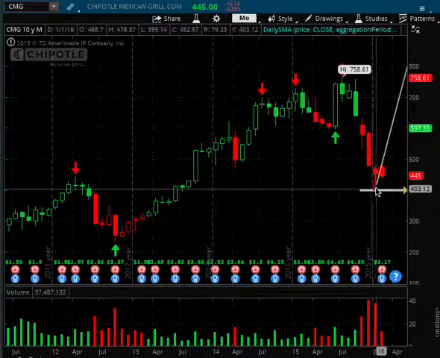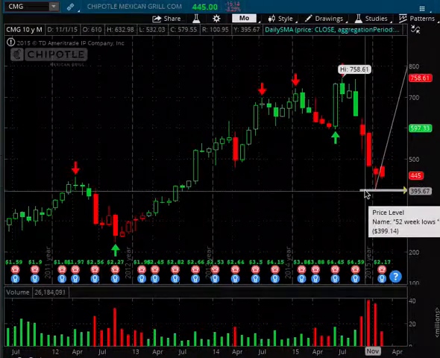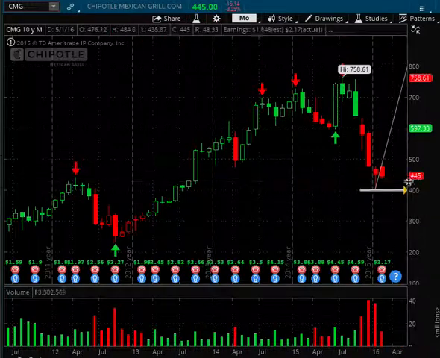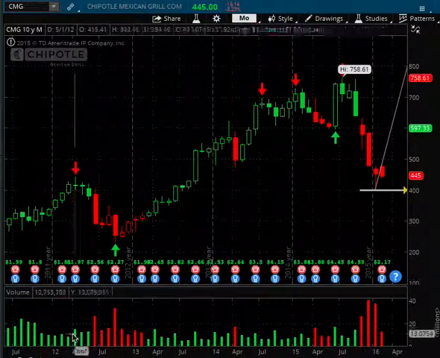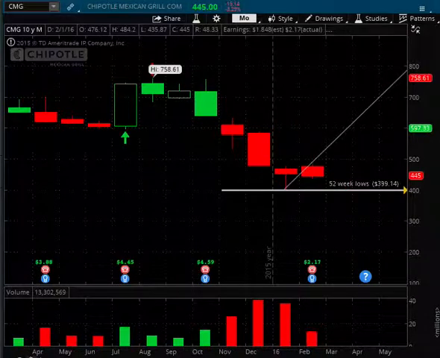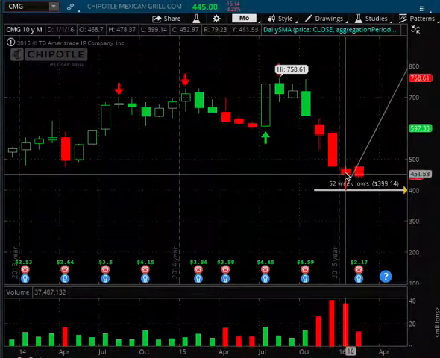Chipotle looks like we have support at the $400 level. Right now we are at 445. You guys can't see that here. Maybe if I make it bigger you can. But we're at 440. We're at 445.